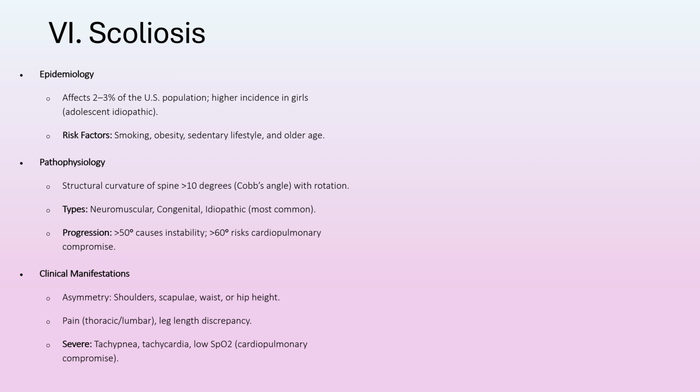Clinical manifestations: sideways curvature of the spine of more than 10 degrees, asymmetry, uneven shoulders, uneven waist, or one hip higher than the other. Prominence of one shoulder blade or thoracic rib region. Leg length discrepancy. Pain typically in the thoracic and or lumbar region, often due to degenerative changes. Severe cases show signs of cardiopulmonary compromise like tachypnea, tachycardia, shortness of breath, and decreased O2 saturation.